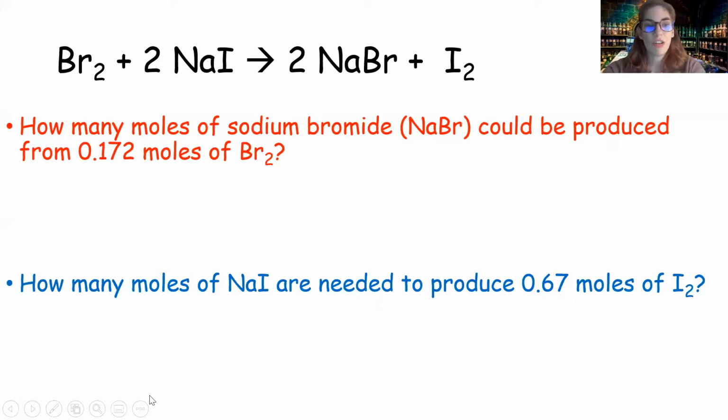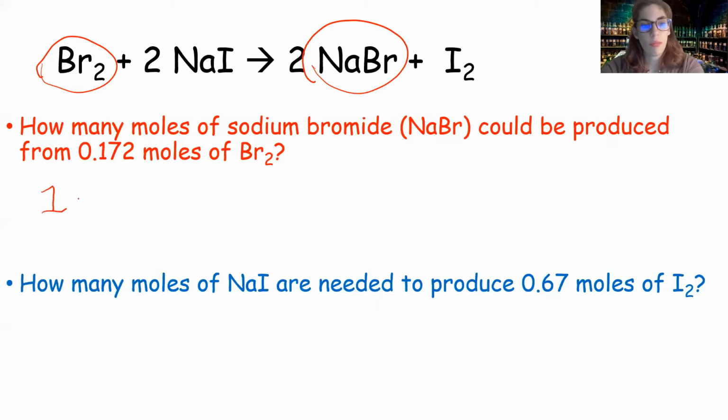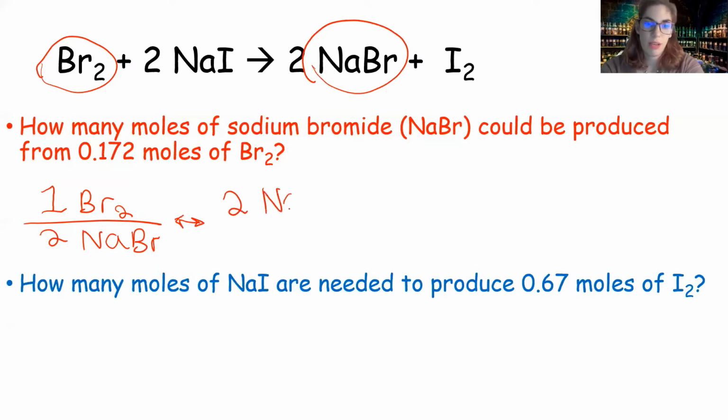So if I have 0.172 moles of bromine, I want to know how many moles of sodium bromide I can produce. So I'm trying to go from bromine to sodium bromide. If I have 1 mole of bromine, I can produce 2 moles of sodium bromide. And remember that I can write this either way. Say 2 NaBr on top is equivalent to 1 Br2 on the bottom. And both ways are telling me that for every 1 mole of bromine, I can produce 2 moles of sodium bromide.